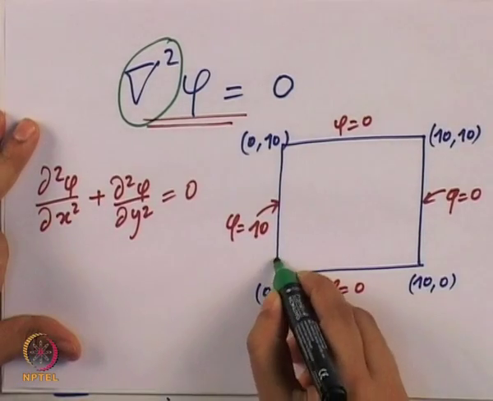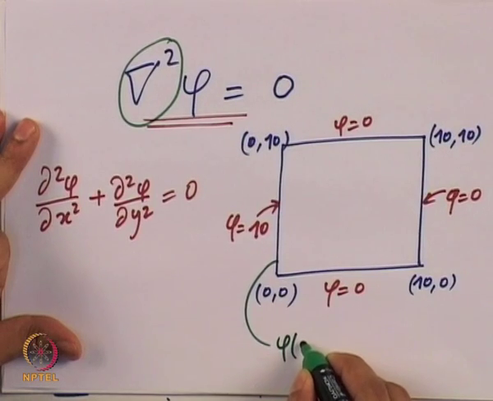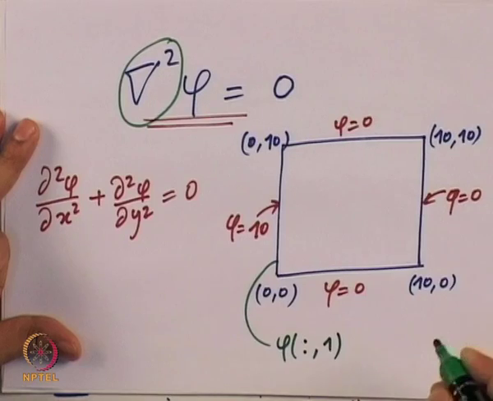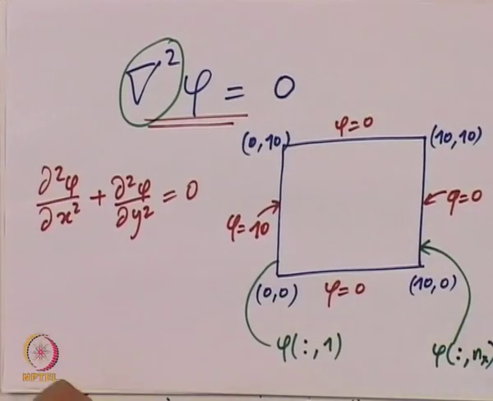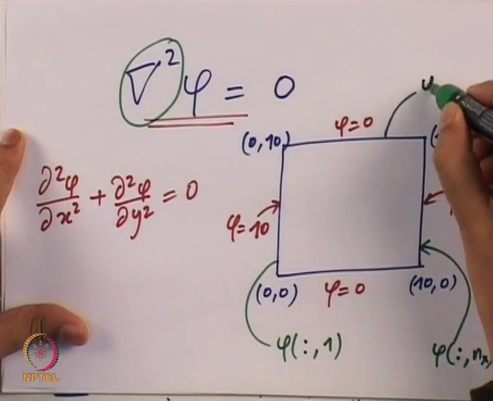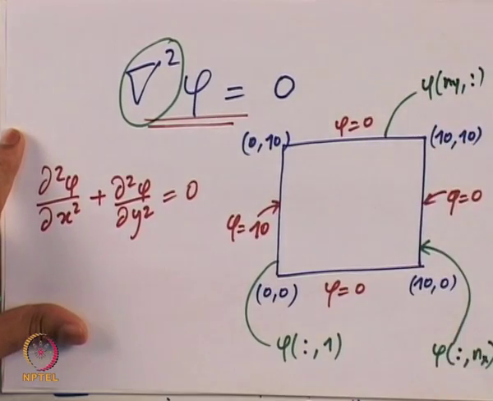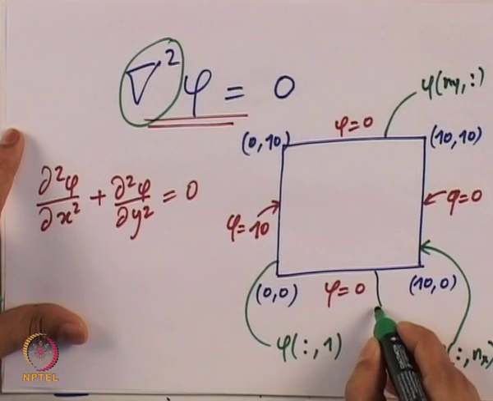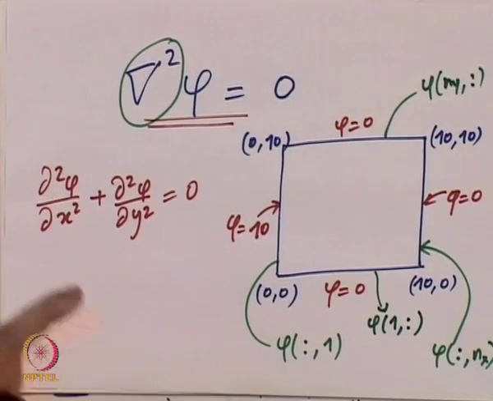So let us write it down. So this is going to be the phi of dash comma 1, and this is going to be the phi of dash comma nx. Similarly, we can write them also for the other two sides. So this is going to be the phi of ny comma dash, and similarly this is going to be the phi of 1 comma dash. So that is what we have done here.